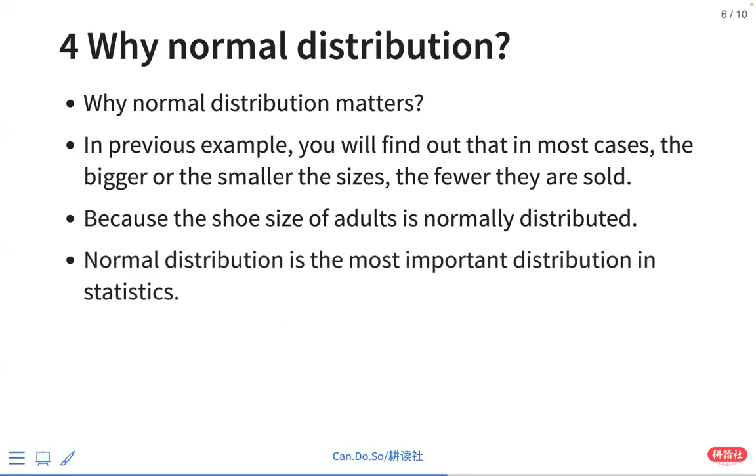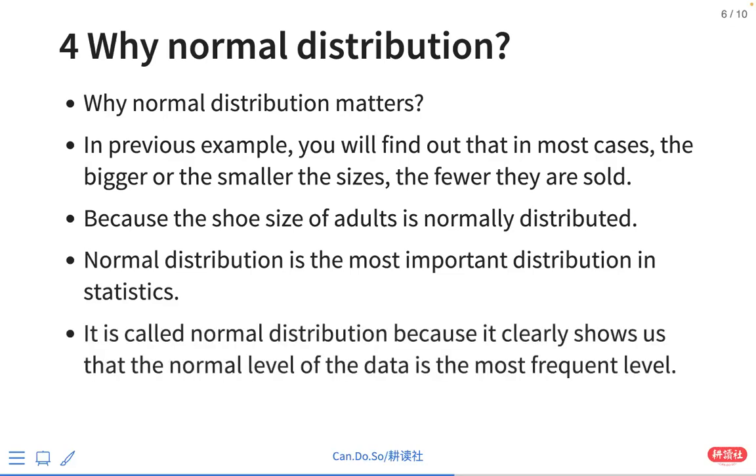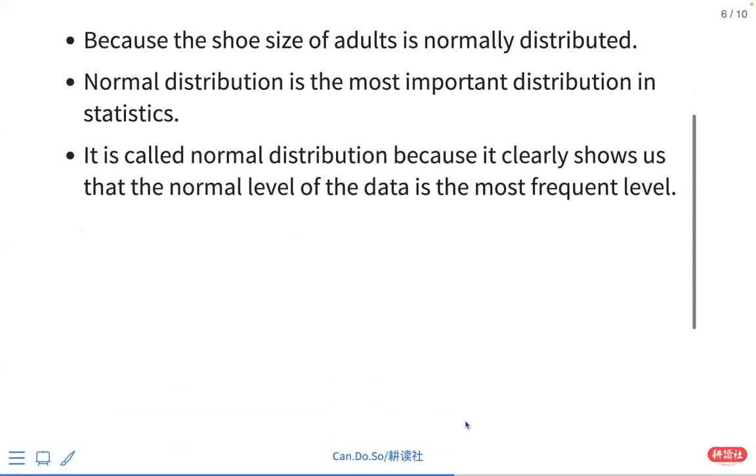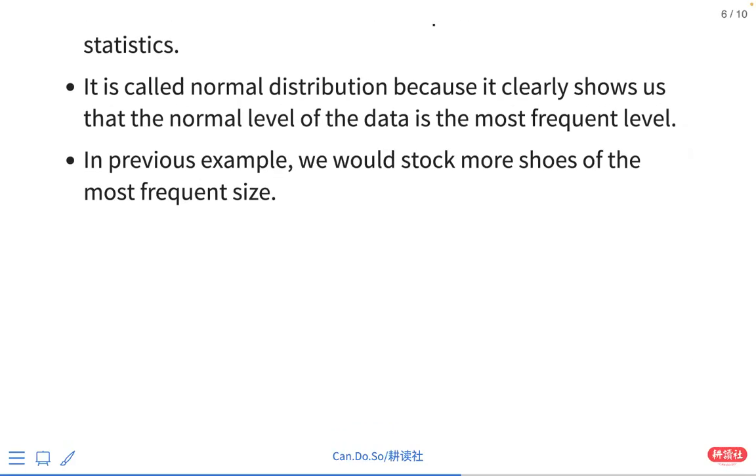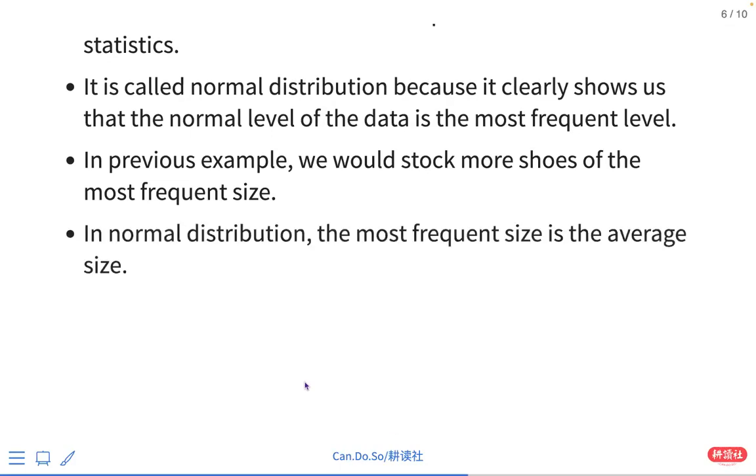And normal distribution is the most important distribution in statistics. It is called normal distribution because it clearly shows us that the normal level of the data is the most frequent level. In the previous example, we would stock more shoes of the most frequent size. And in normal distribution, the most frequent size is the average size.